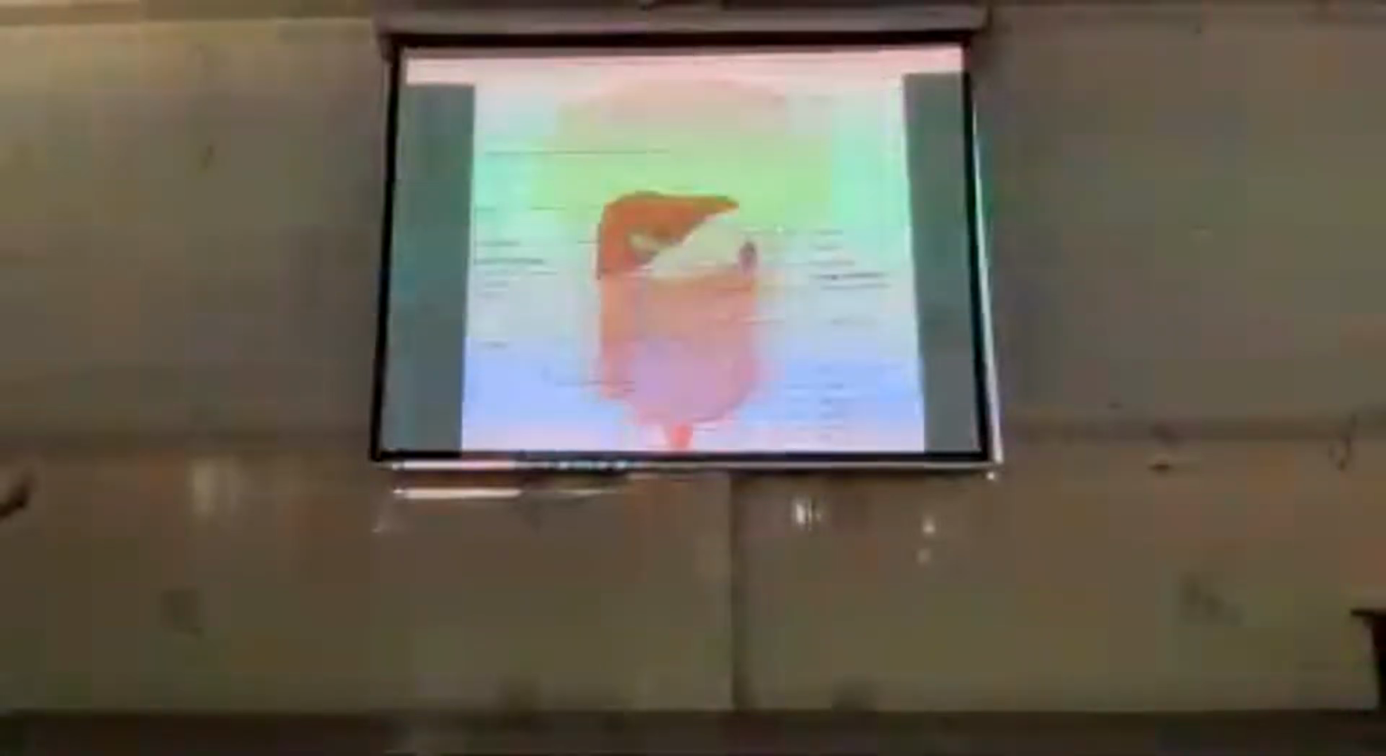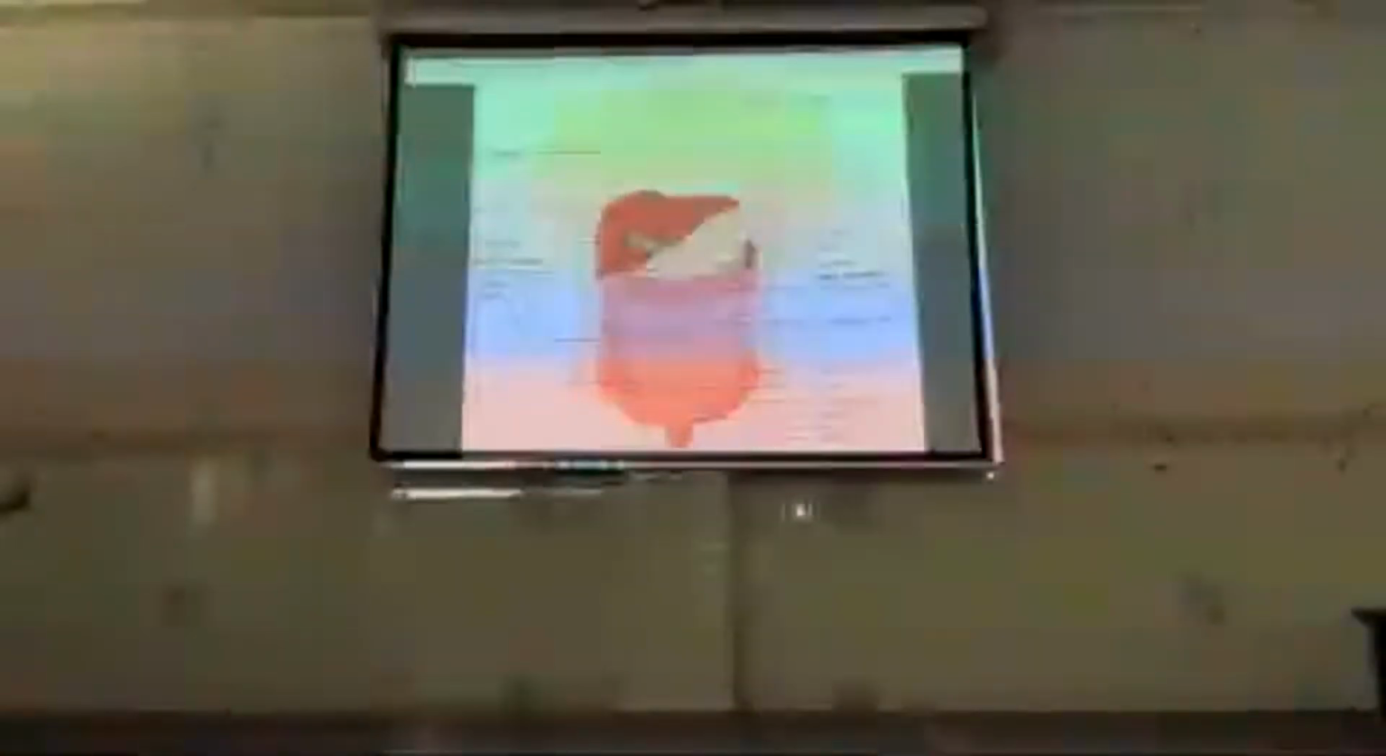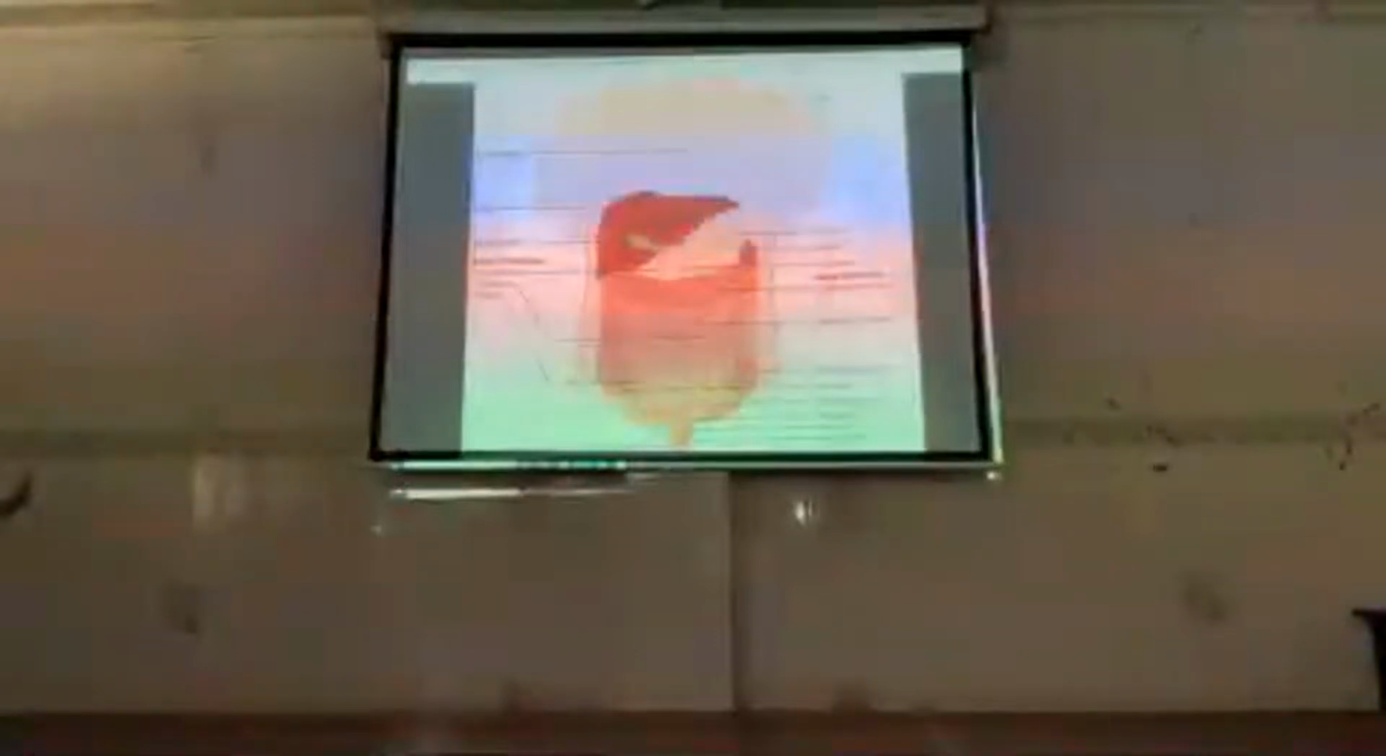Look at this. What are the parts present in the intestine? Listen to me carefully. You have the rectum, the appendix, the sigmoid colon, the cecum. You have the descending colon, ascending colon, and transverse colon, which are nothing but the large intestine. Duodenum, jejunum, and ileum are nothing but the small intestine.